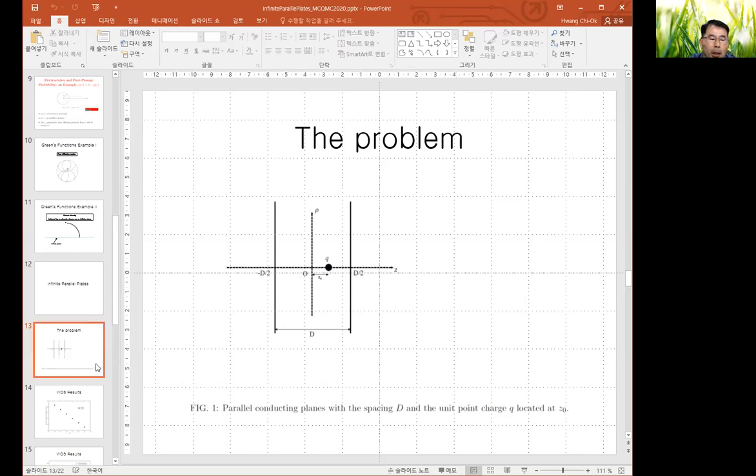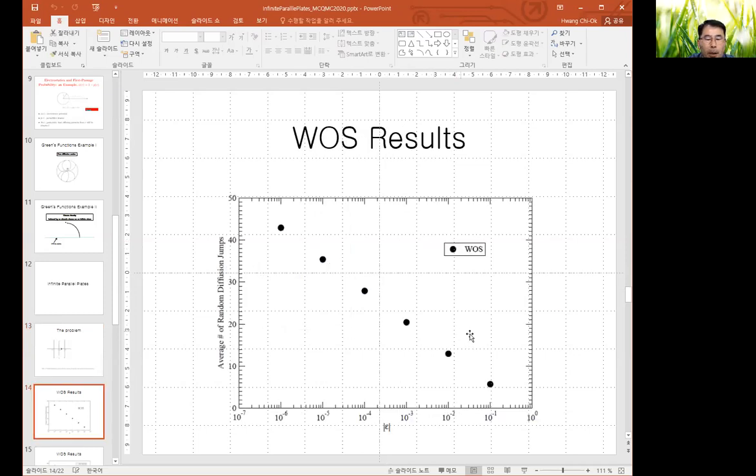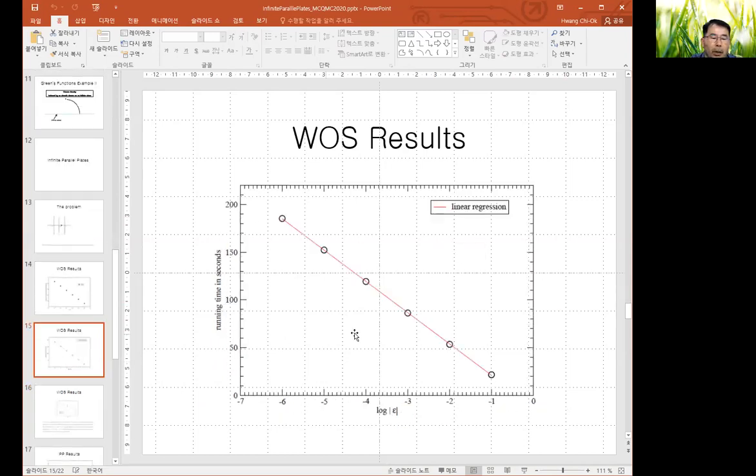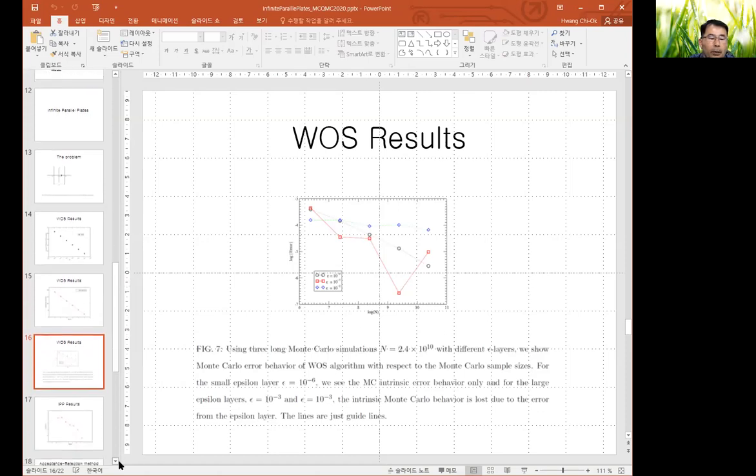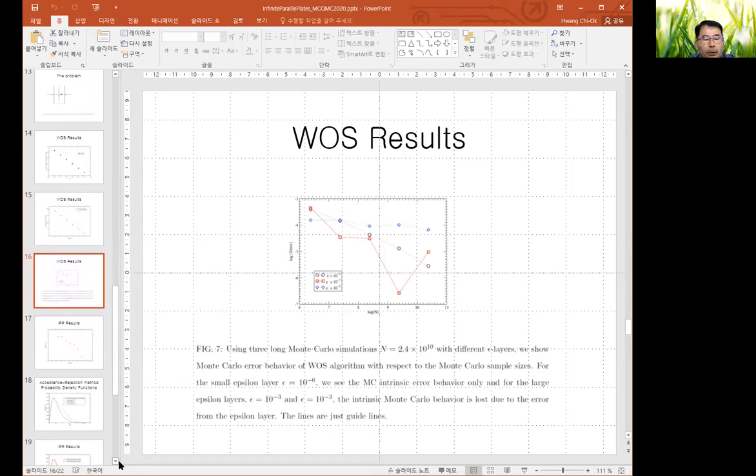If you use the conventional Walk-on-Spheres algorithm, you have to use the epsilon layer on the infinite parallel plates. The average number of random diffusion jumps will be like this, depending on the epsilon layer. Also, the running time will increase exponentially if you increase the epsilon layer linearly. This is the error convergence for the conventional results according to epsilon, and we can see the behavior of two error sources, the intrinsic Monte Carlo error and the epsilon layer error.